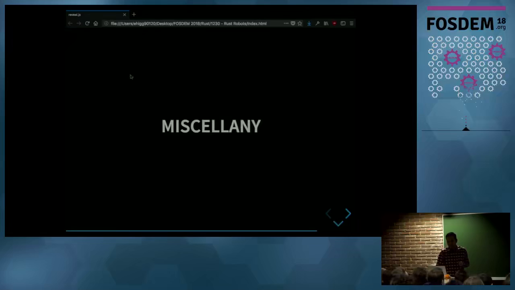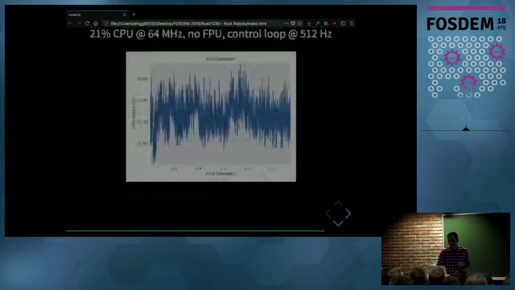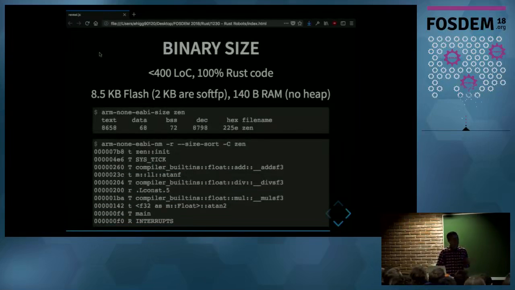Okay, some other random stuff. The CPU usage of the microcontroller was around 21%. The CPU was running at 64 megahertz and it had no FPU, and the control loop was running around 500 times per second. Binary size: my application was around 400 lines of code, excluding the code from the dependencies. Everything that ended up in the binary came from raw source code. And the binary size was around 8.5 kilobytes in Flash. And actually 2 kilobytes of that are due to software emulation of float arithmetic because I don't have an FPU.